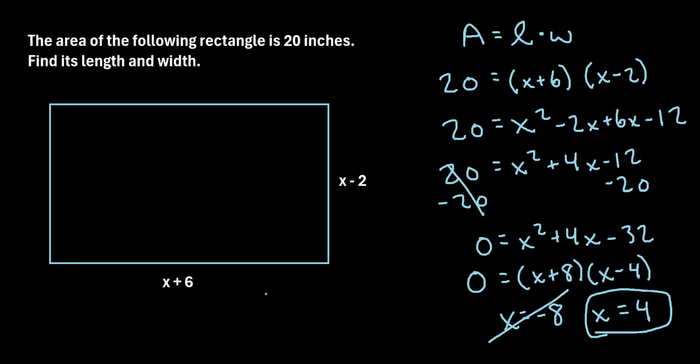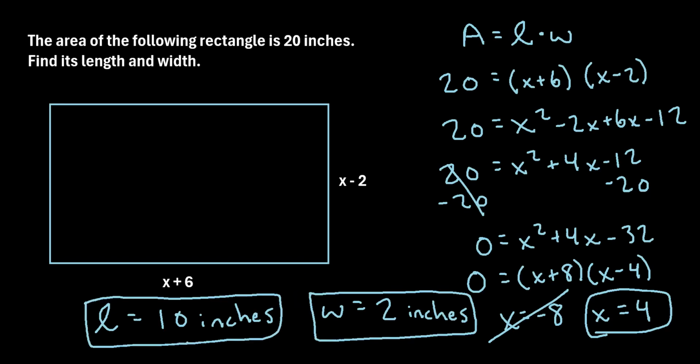So the last step is to figure out our length and our width. We're just going to plug in a 4 for x. So the length would be 4 plus 6. That would be 10. So 10, and we'll write inches as our units. And the width would be, if we plug in a 4 right here, 4 minus 2 is 2. So the width is 2. We can also write inches as our units on that one. So these are our two answers. The length is 10 inches and the width is 2 inches.